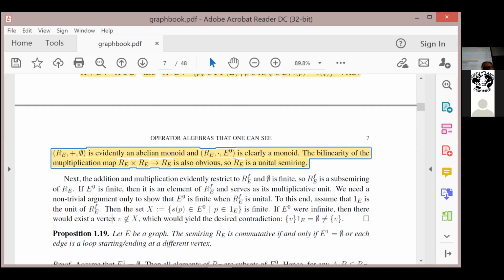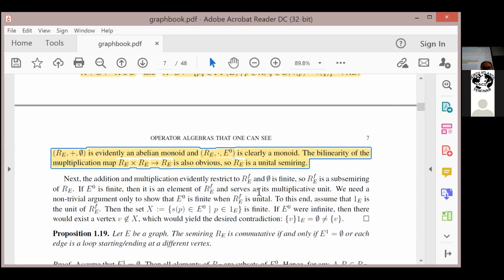You can prove that this is the distributivity of addition with respect to multiplication. Since they are both defined in terms of sets, you can very easily prove that one set is a subset of the other, and the other one is a subset of the first one. So that's really obvious. And thus we get a unital semiring, right?